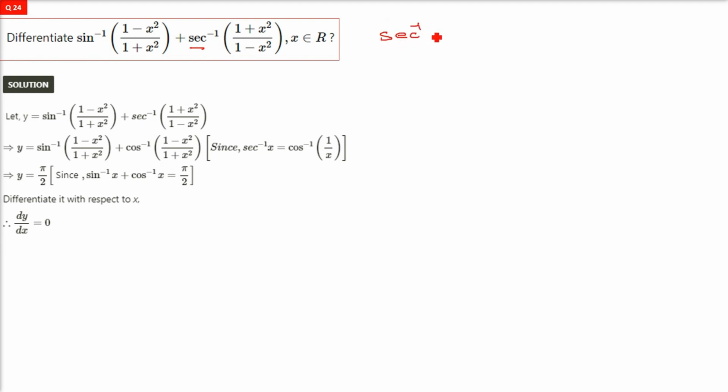So when you have sec inverse x, you can always write it as cos inverse 1 by x. And that is the other way around also. That is, cos inverse x is sec inverse 1 by x. So this sec inverse x can be written as cos inverse 1 by x. So cos inverse x will be sec inverse 1 by x. So sec inverse x can be written as the reciprocal of whatever is inside.